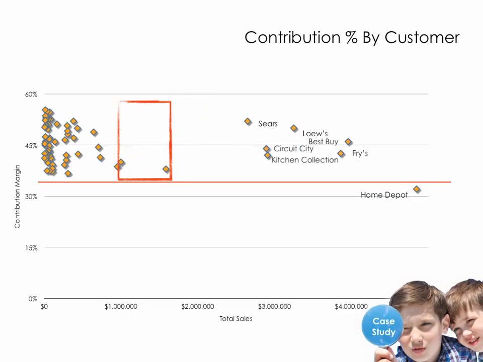So the lesson to learn here is that the data about your own company and your own customers can drive questions that in turn makes a significant profitability difference for the company. And I will continue this.